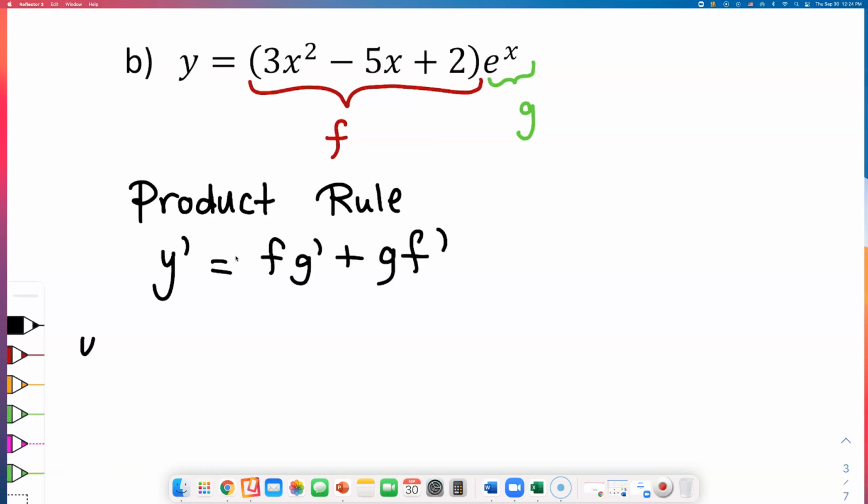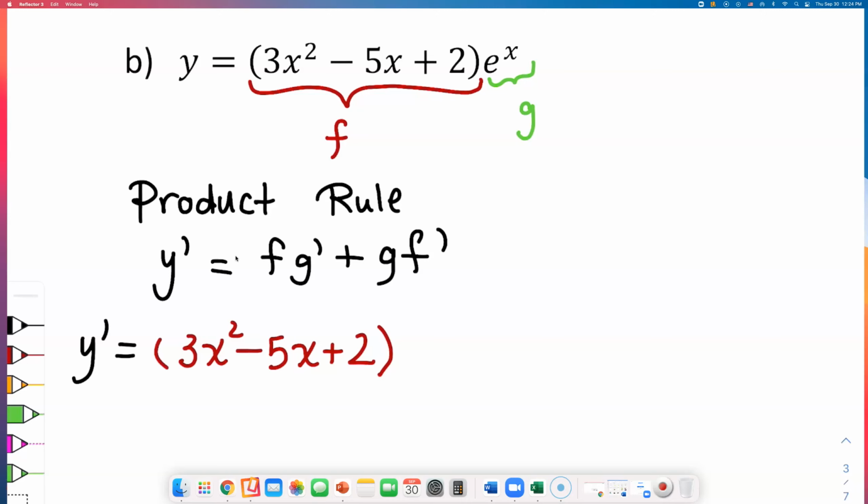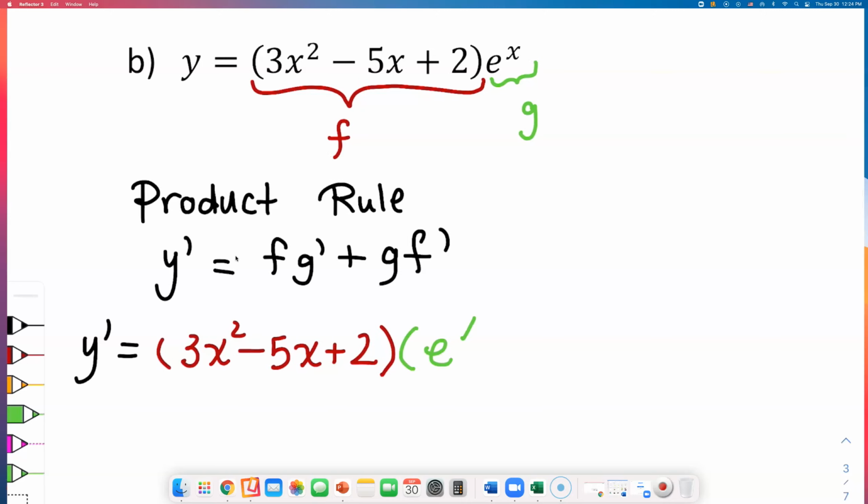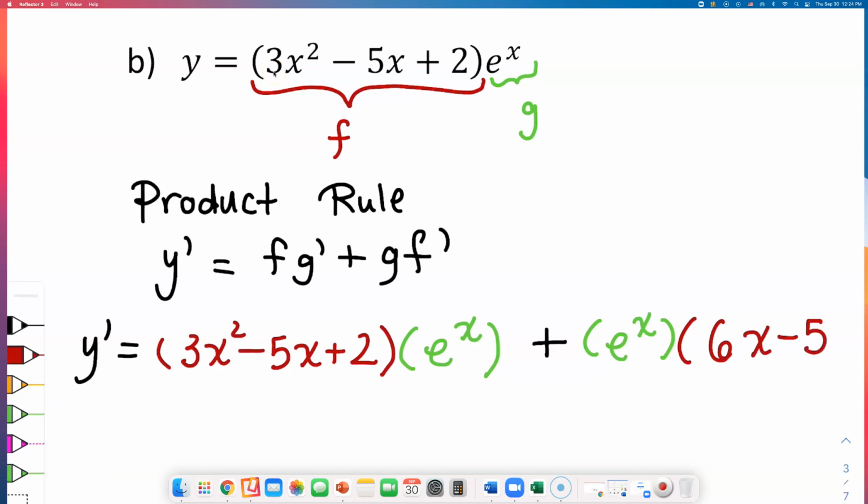F is 3x squared minus 5x plus 2. Now, g prime is just e to the x, isn't it? Because the derivative of e to the x is just e to the x. Plus sign. I need g this time. G is e to the x. And I must multiply this by the derivative of the first piece. F prime is going to be 6x minus 5, right?